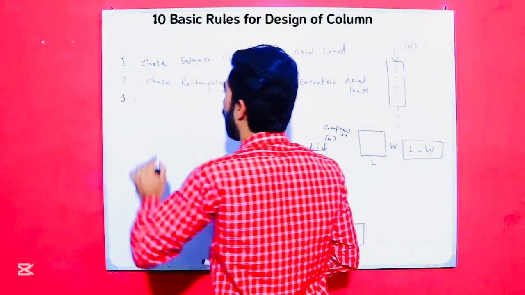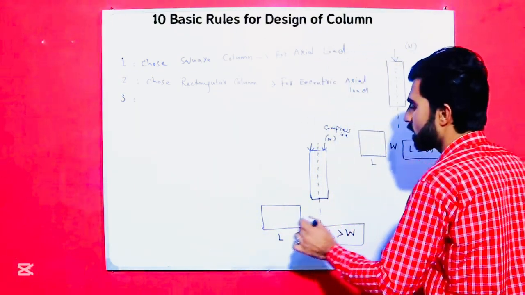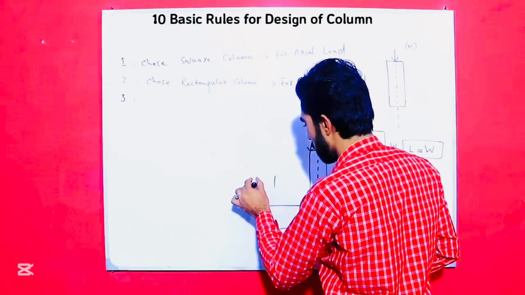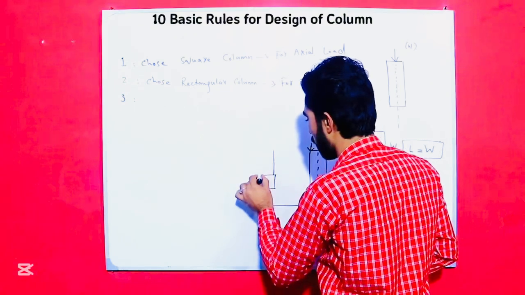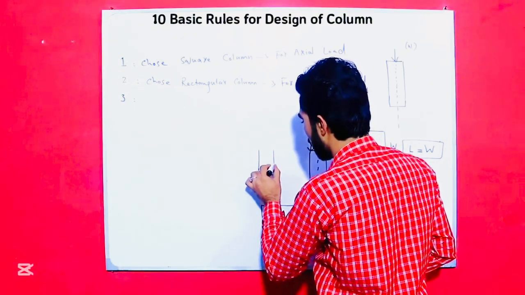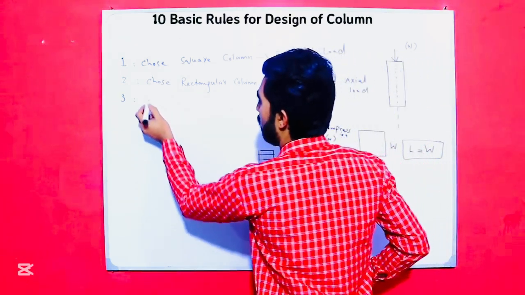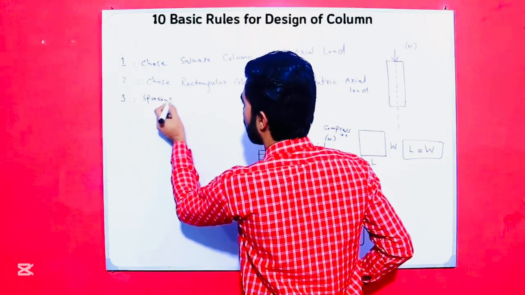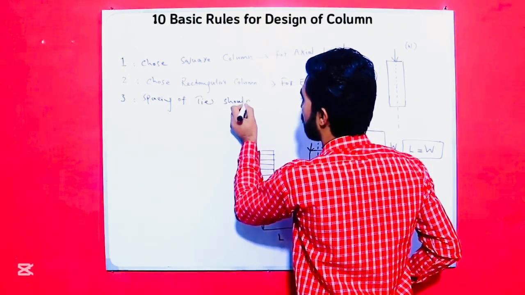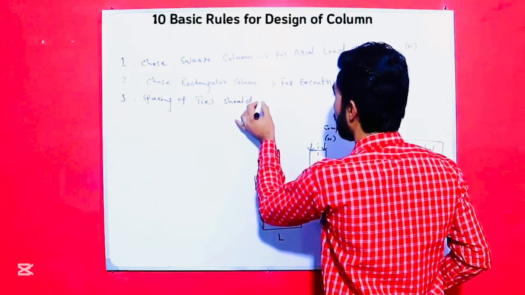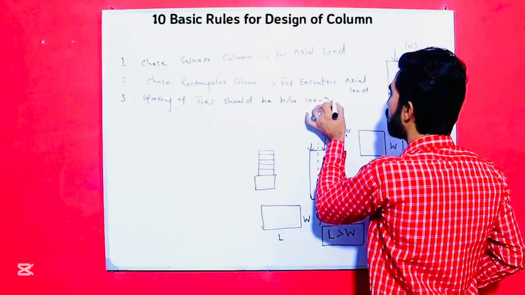Now guys, the third rule of RCC column. As you can see guys, this is column, and these are longitudinal bars. As you can see, these are ties, lateral ties. So spacing of ties, this is standard, spacing of ties should be between 100 to 200 millimeter.